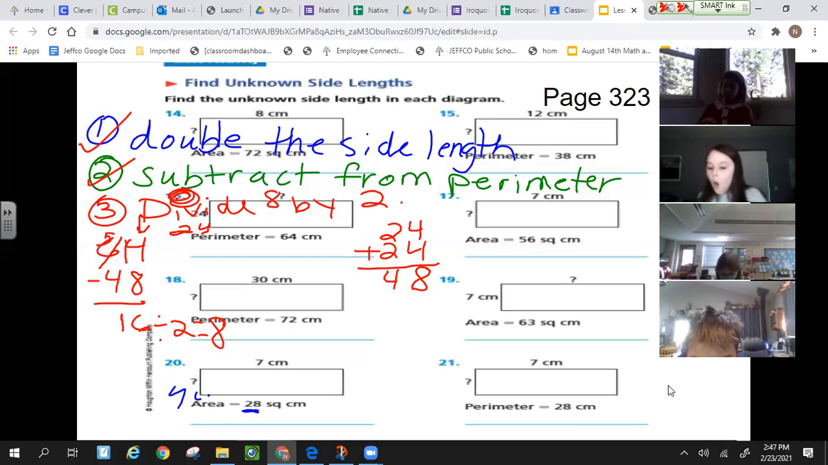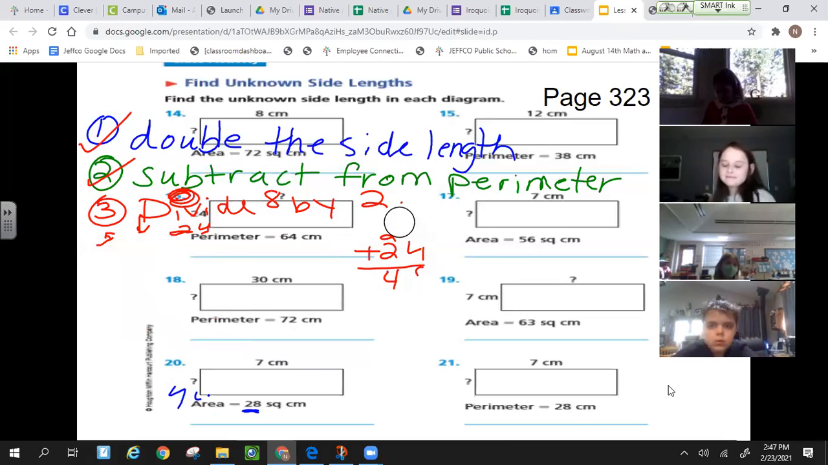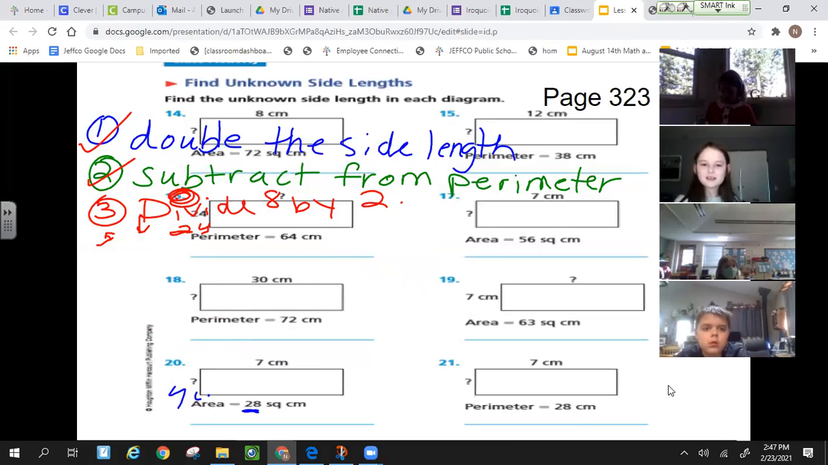I am going to do one more with you because these are tricky, and then I'm going to give you one to do on your own. All right, I'm going to erase all of that. Let's look at number 18. Follow the 3 steps. It says double the side length.